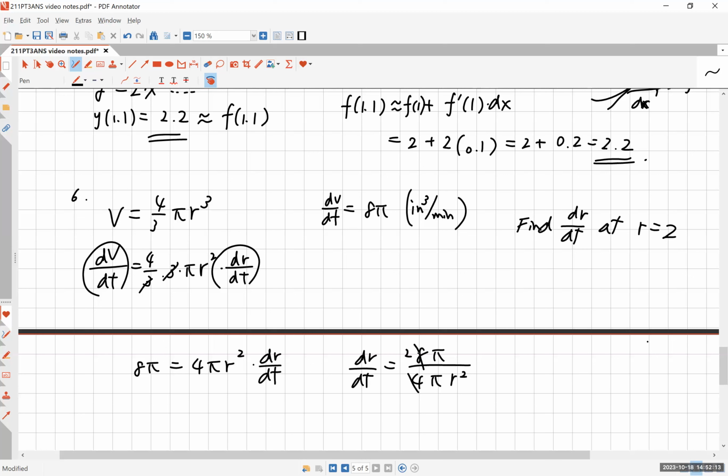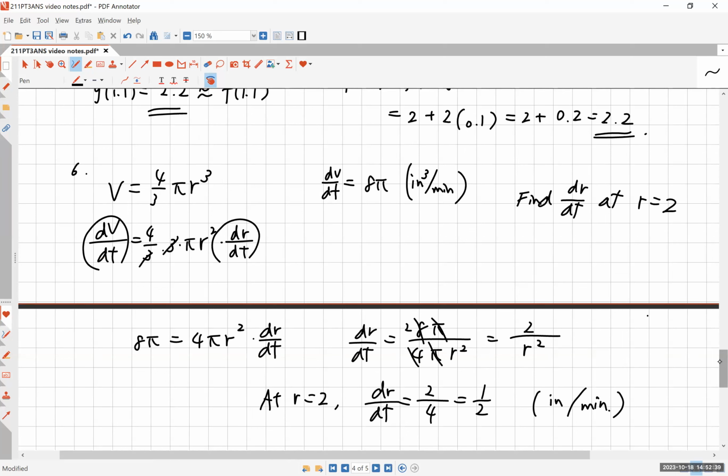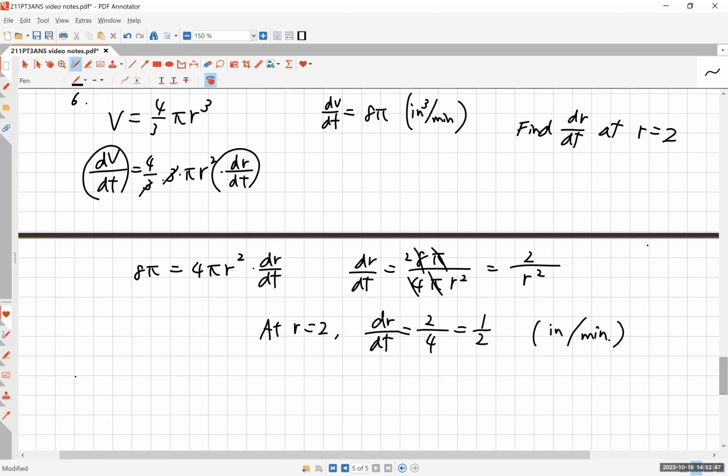You can cancel this. Pi can cancel. This is 2 over r squared. Okay, so when r is equal to 2, dr/dt is 2 over 2 squared, which is 1/2. Oh, 1/2. So 1/2 what? 1/2 inch per minute. Remember, V was expressed in terms of cubic inches per minute. So this will be inches per minute. Okay, not too bad, right? This is pretty simple, right?